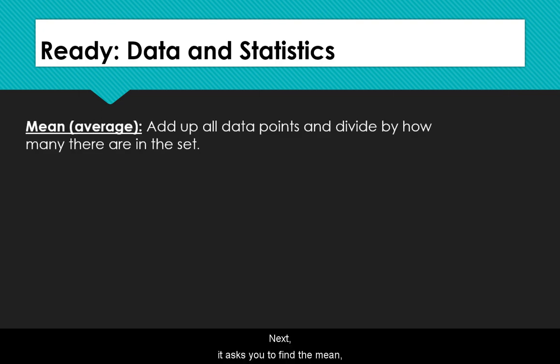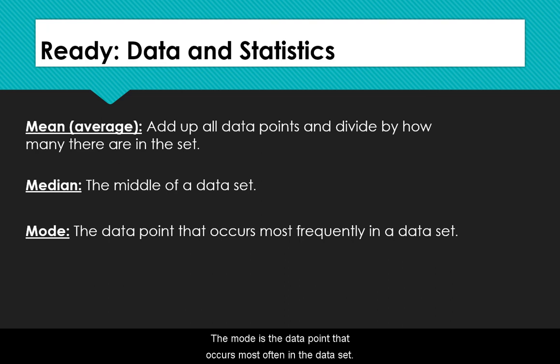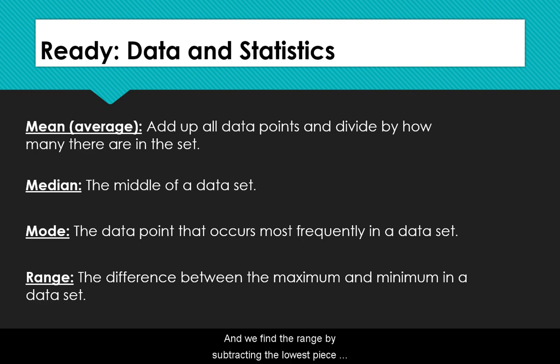Next, it asks you to find the mean, median, mode, and range for each data set. Remember, the mean is the average. We find that by adding up all the data points and dividing by however many data points we had. For the median, we have to first order the data from least to greatest, and then we select the middle number. If we have an even number of data, we select the two middle numbers and find the average or the mean of those two numbers by adding them together and dividing by 2. The mode is the data point that occurs most often in the data set. And we find the range by subtracting the lowest piece of data from the highest piece of data, or the minimum from the maximum.